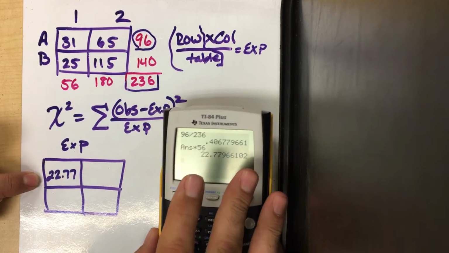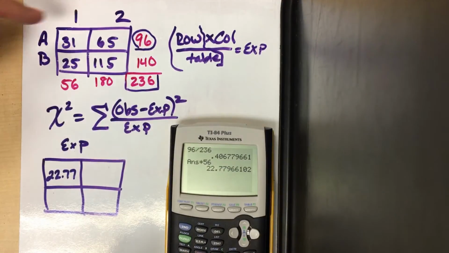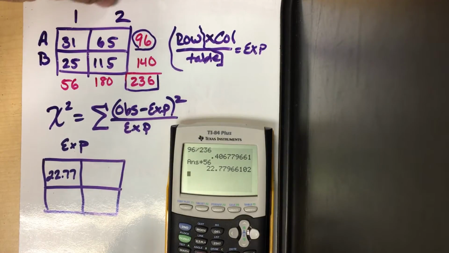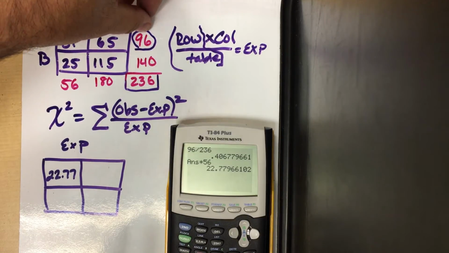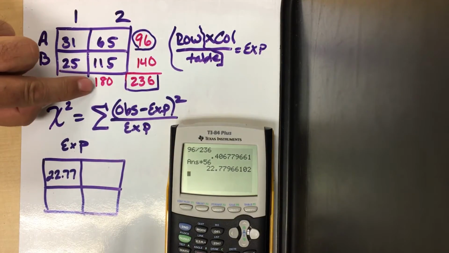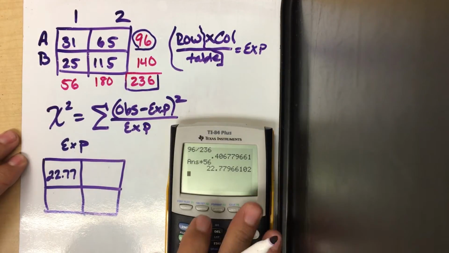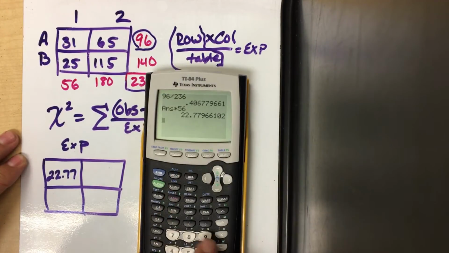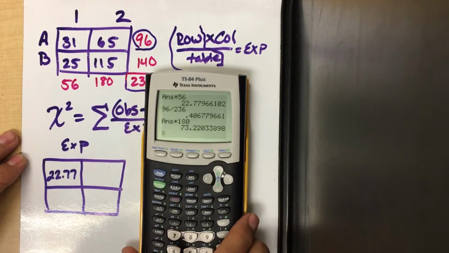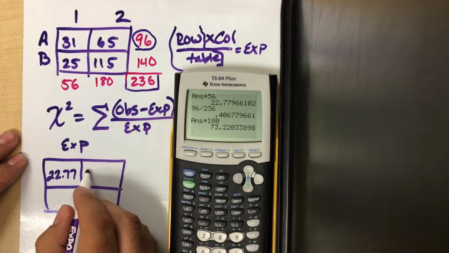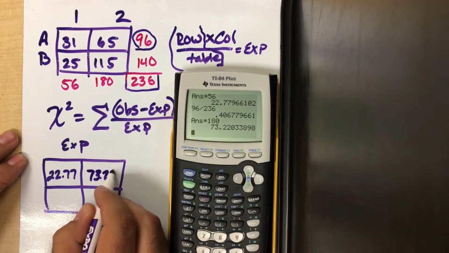So then I would just keep doing that. Now I'm going to take, for what proportion of group 2 did we expect to be in this group A? So again, it would be 96 out of 236 times this 180 now. So I'll do the same thing. I'll take 96 out of 236 and then multiply that by 180, and that gives me 73.22. So there's my expected count there.